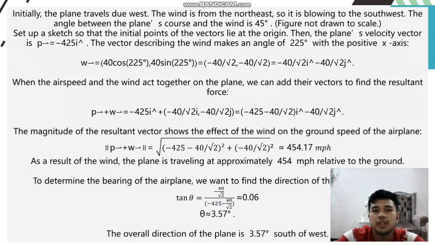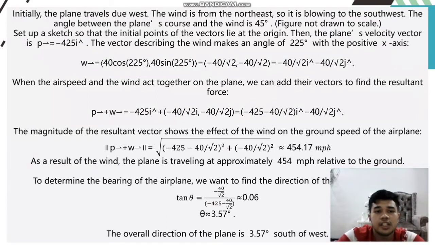The vector describing the wind makes an angle of 235 degrees with the positive x-axis, which is W equals 40 cosine 235 degrees, also 40 sine 235 degrees. We calculate and we get negative 40 per square root 2, also negative 40 per square root 2, and the last answer is negative 40 per square root 2 i, also negative 40 per square root 2 j.